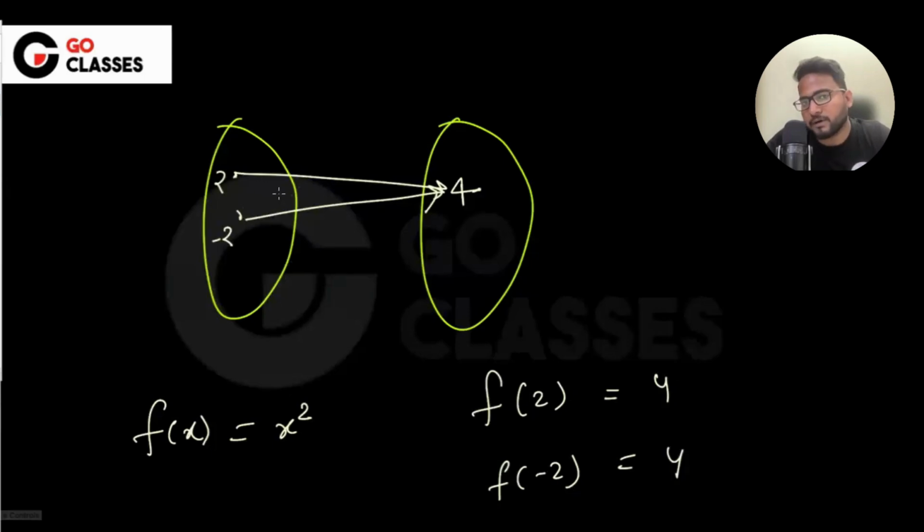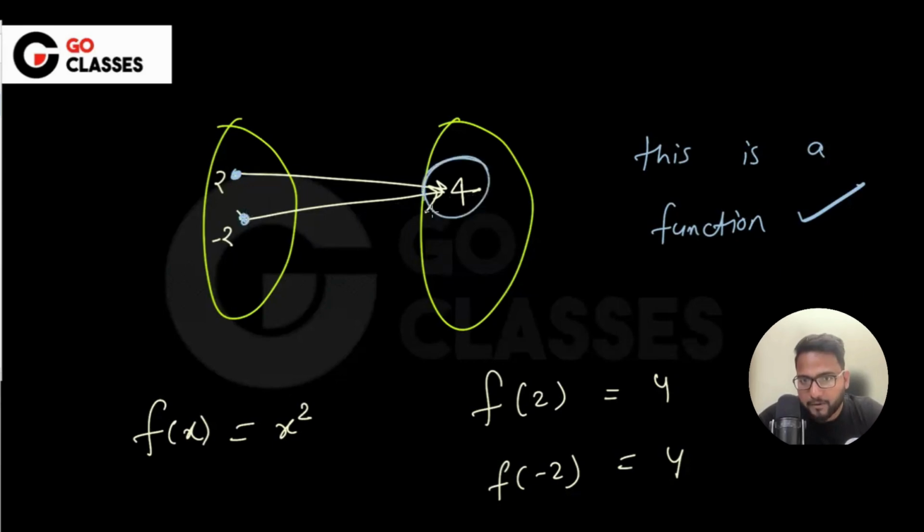Why? Because for every input, you have just one output. That's okay. So this is a function. But is this a one-one function? A one-one function says that every element here maps to just one element, which means that two or more elements here cannot map to a single element. So this is a function that is there, but this is not one-one. Let me tell you the definition of one-one.